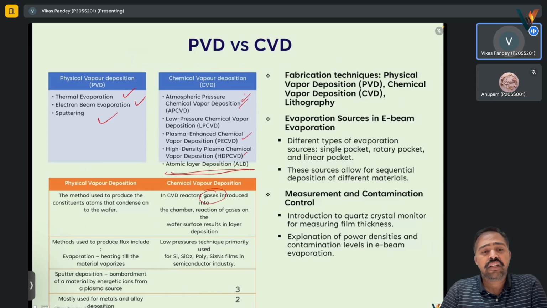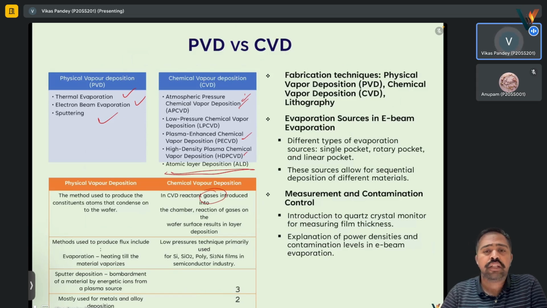They are generally done using evaporation. That's the common PVD method. Second is sputtering, mostly used for metal and alloy depositions. Whereas in case of CVD, we are able to deposit a lot of materials, especially dielectrics, even silicon, SiO2, polysilicon, silicon nitride. These films are deposited using CVD methods.